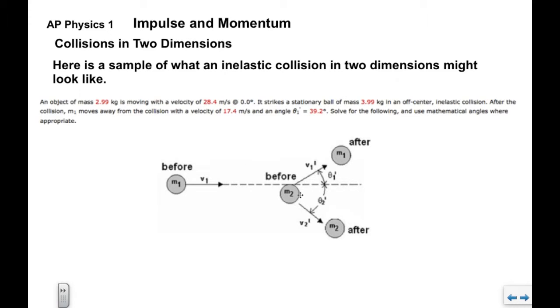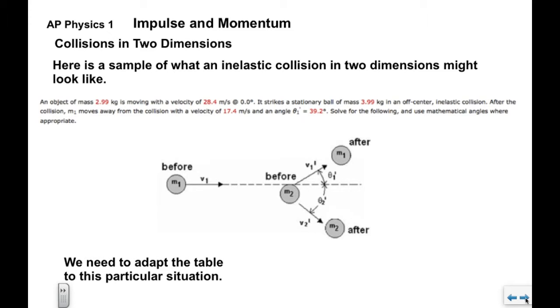After the collision, m1 is going to move off in this direction. We can see it's indicated here. So m1 is going to hit and bounce and go this way. We're given its final velocity and also the angle. 39.2 degrees is theta 1 prime. It says here, solve for the following. We would be effectively determining the velocity and direction of m2 after the collision.